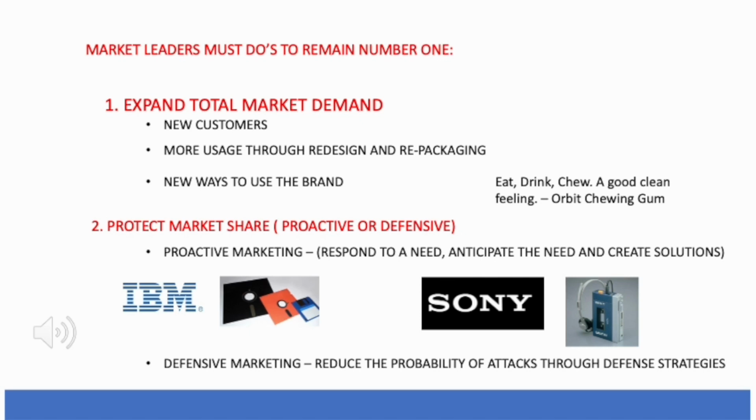Here is what market leaders must do to remain number one. Expand total market demand. They should generate new customers, search for new customers, and find more ways to use their product through repackaging and redesign for different variations. Find new ways to use the brand, like Orbit chewing gum, which substitutes the need for brushing your teeth after eating.